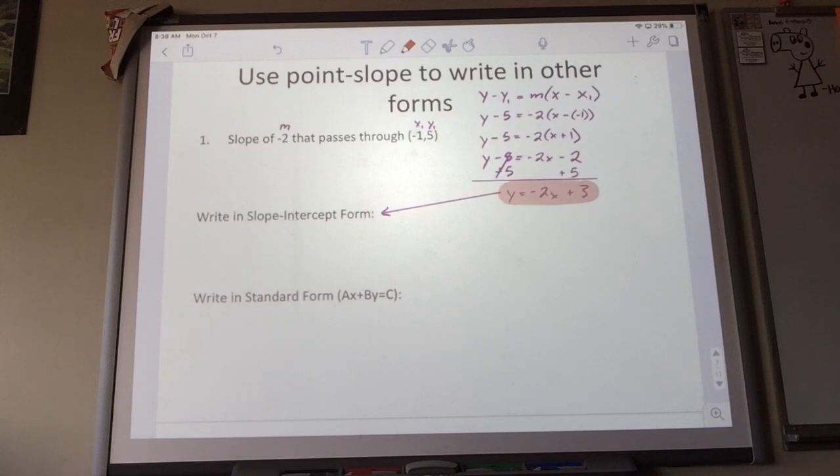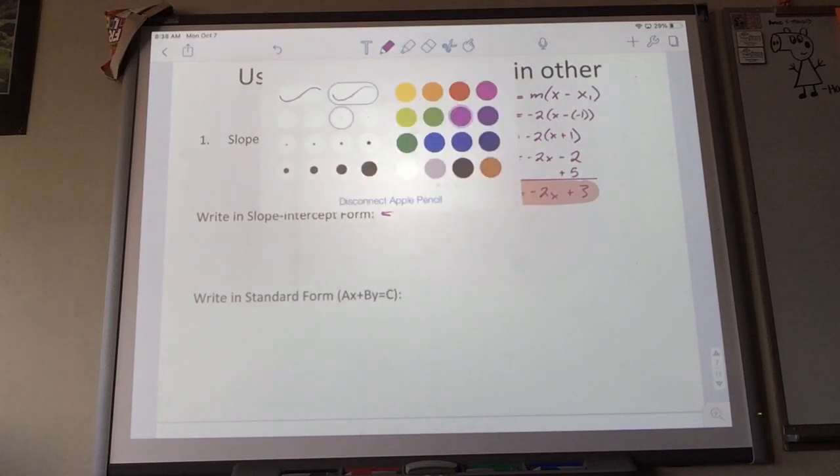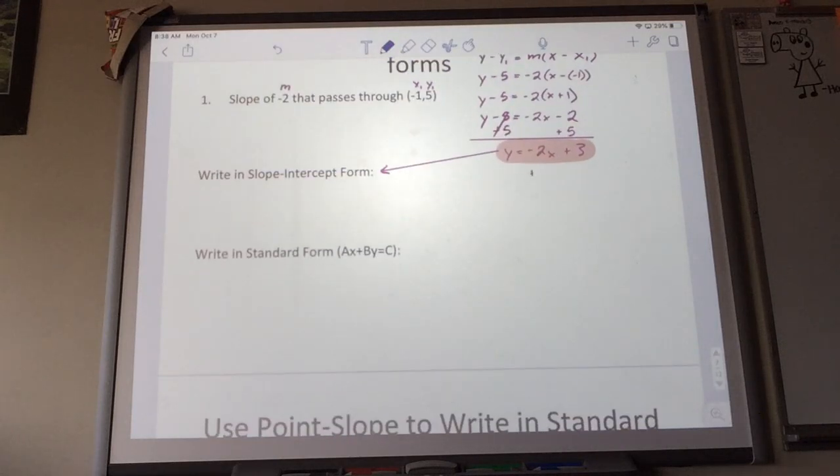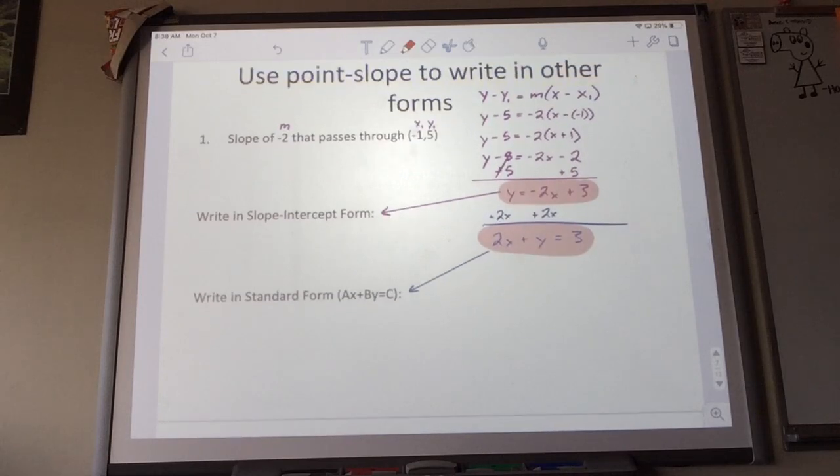Right here, we've got something wrong. What we've got wrong is our letters are on the right. There's that x on the right. So we need to add 2x to both sides. And I have 2x plus y equals 3. And there is my ax plus by equals c. So that's point-slope form.